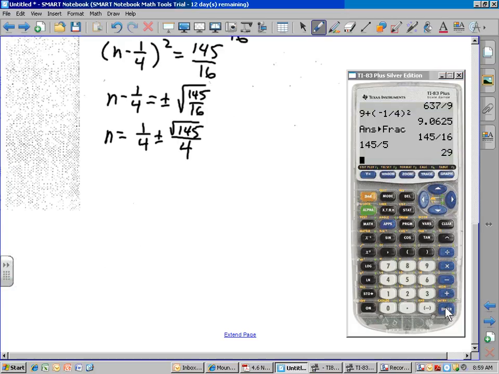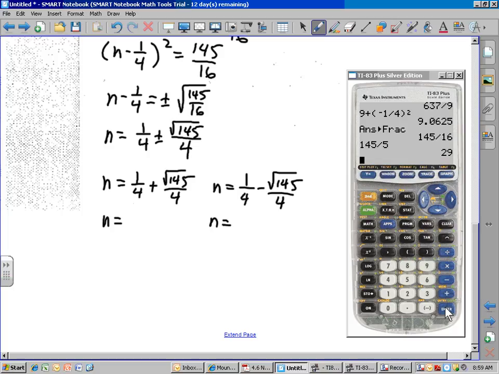Now we should write this out twice. n equals 1/4 plus the square root of 145 over 4, and n equals 1/4 minus the square root of 145 over 4. And we need to get the decimal equivalents. Again, what application is this going to apply to? Not sure at this point in time. But we probably will need the decimal. Decimal answers are probably the more important. So let's get equivalent decimals.